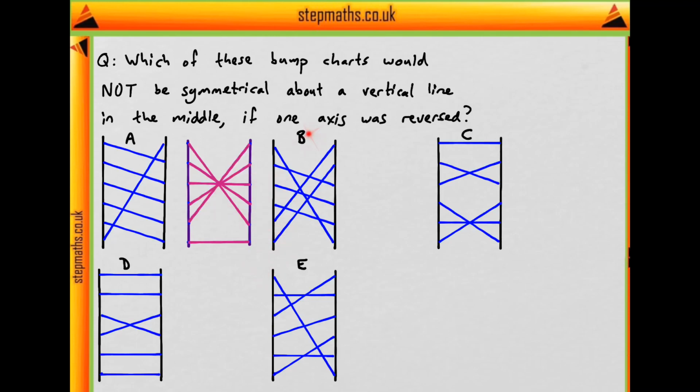And is this symmetrical about a vertical line in the middle? So the vertical line would look like this. And it looks pretty symmetrical about this line. So we can say that A is a correct one.